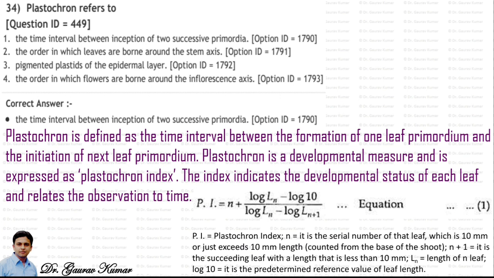So Pi stands for plastochron index, and it is the serial number of that leaf, which is 10 millimeter or just exceeds 10 millimeter length counted from the base of the shoot. And n plus 1, it is the succeeding leaf with a length that is less than 10 millimeter. Ln is the length of n leaf, and log 10, it is the predetermined reference value of leaf length. So it is quite technical. You don't have to go into that much detail. You just have to know what is plastochron.